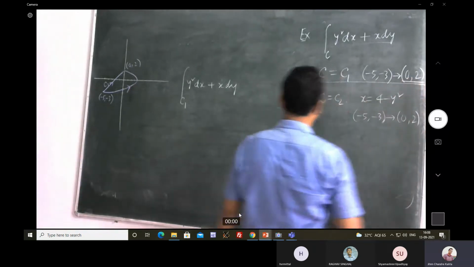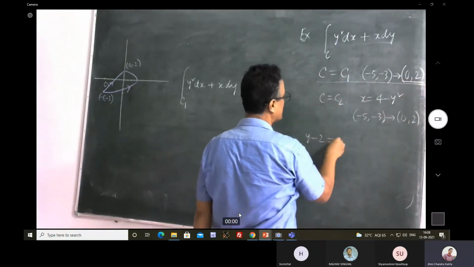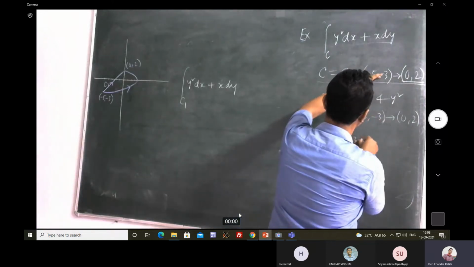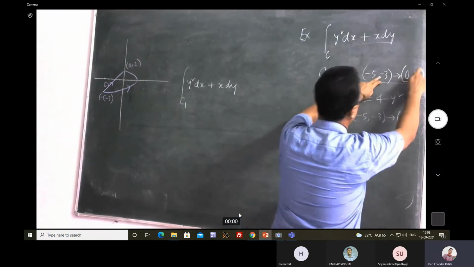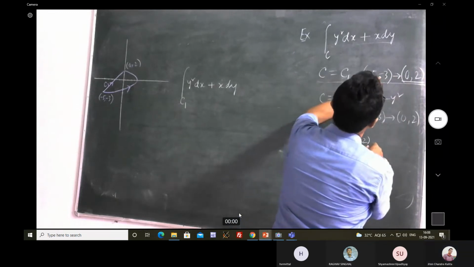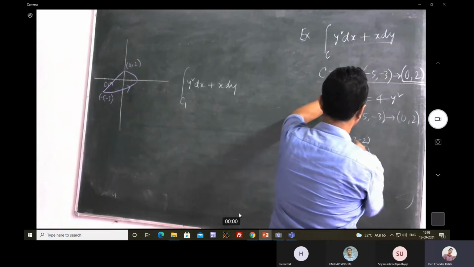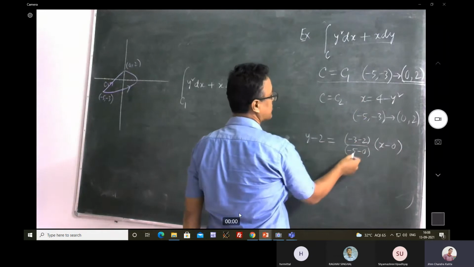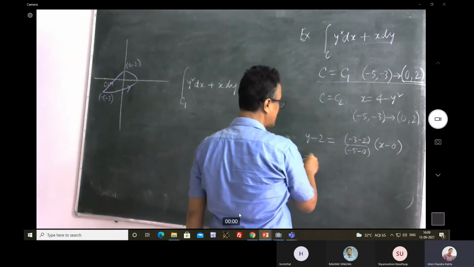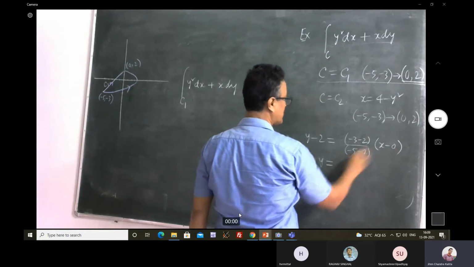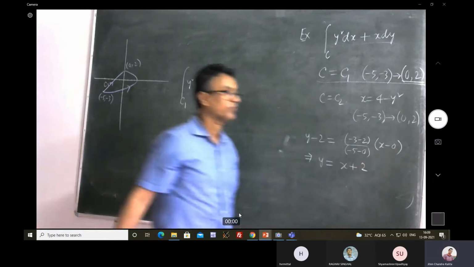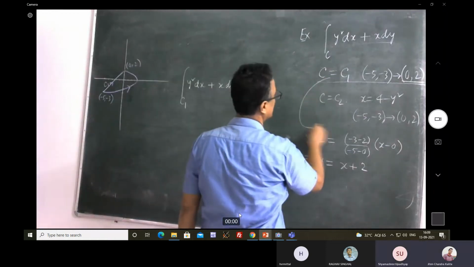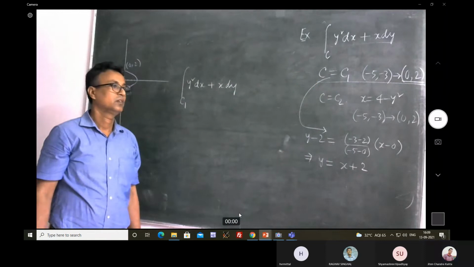So the equation is y minus 2 equals the gradient, which is given by (-3 minus 2) divided by (-5 minus 0), times (x minus 0). Then you will see that this is -5, this is -5, this is 1. So basically here you are going to get y equals x plus 2. I'm talking about C equal to C1.